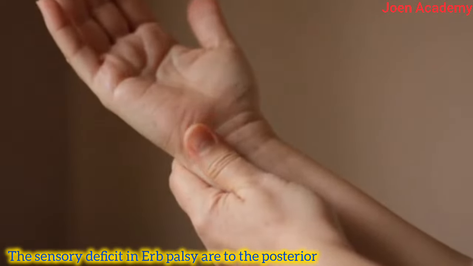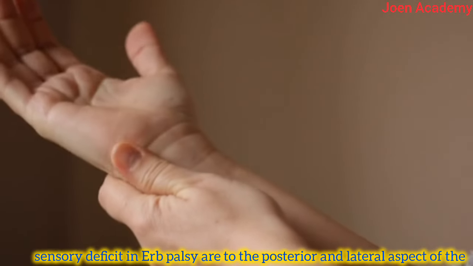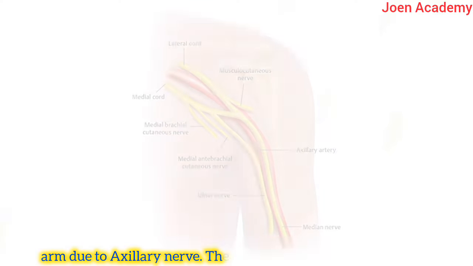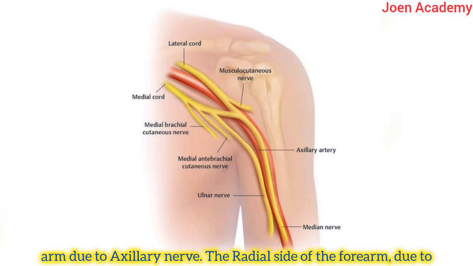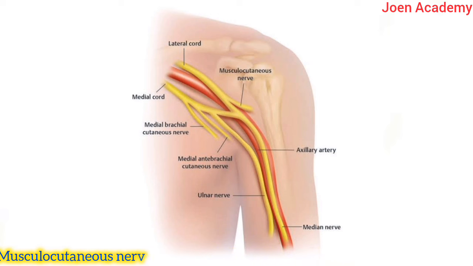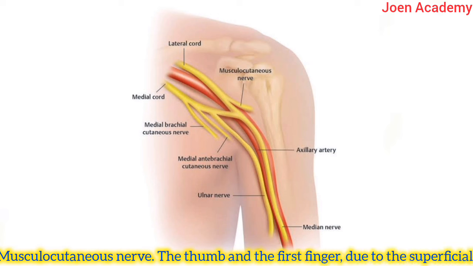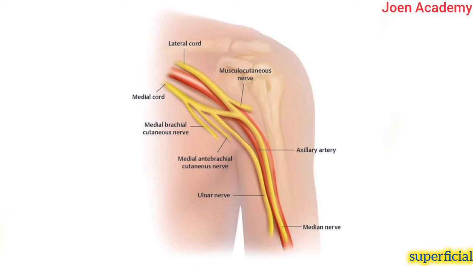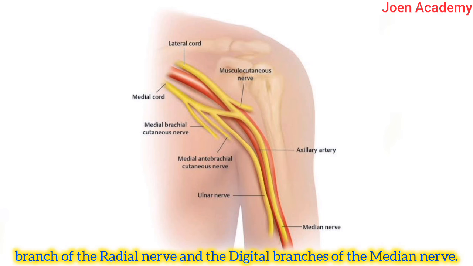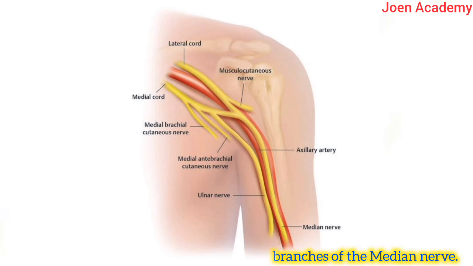The sensory deficits in Erb's palsy are to the posterior and lateral aspect of the arm due to axillary nerve, the radial side of the forearm due to musculocutaneous nerve, the thumb and the first finger due to the superficial branch of the radial nerve, and the digital branches of the median nerve.